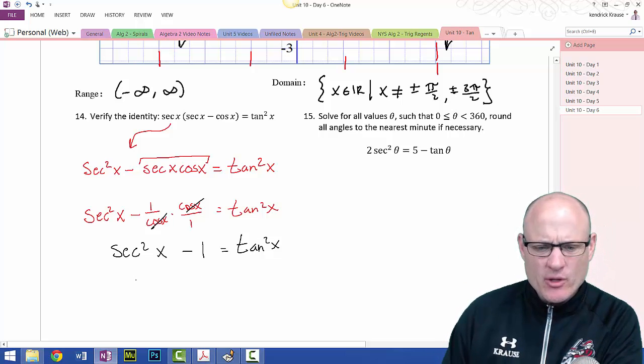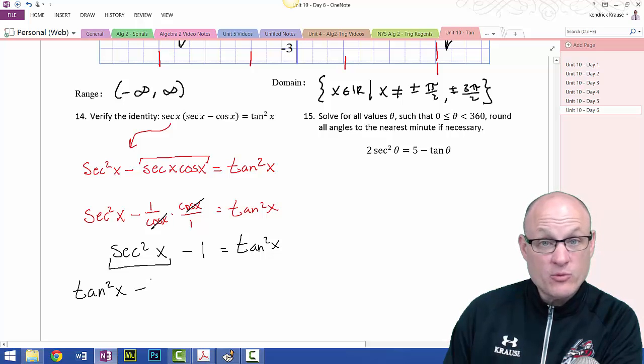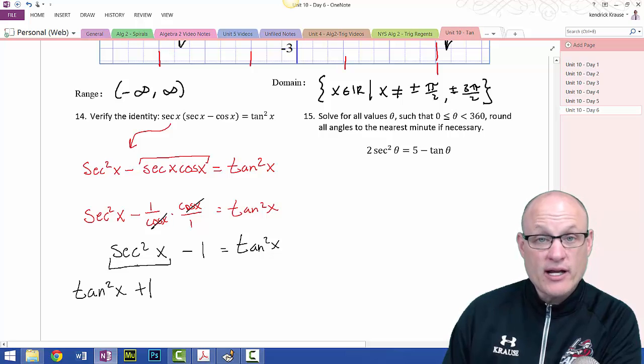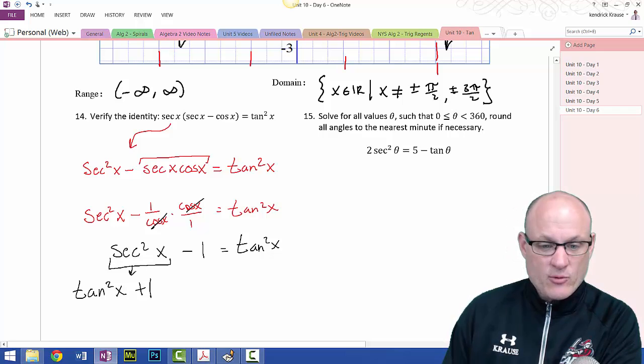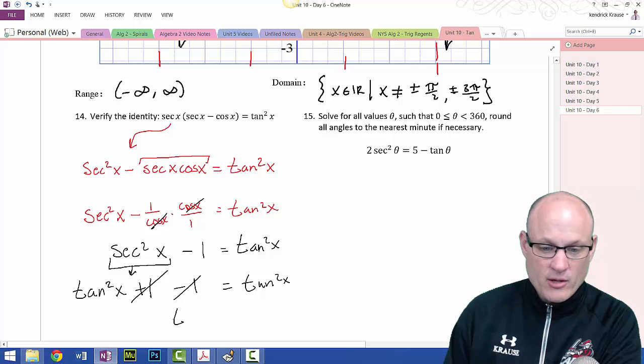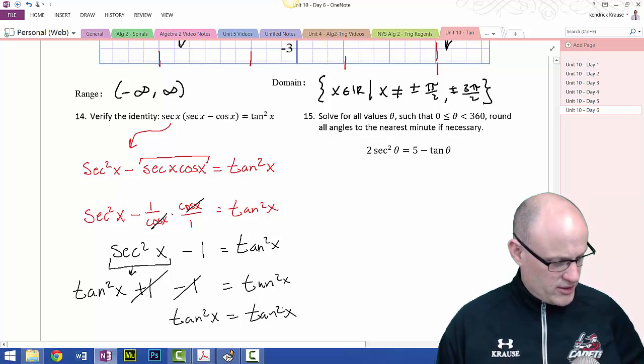What is secant squared x? Isn't secant squared x really just tan squared x minus 1 or plus 1? Isn't secant squared x tan squared x plus 1? That's one you have to memorize. So I'm replacing that with that. Minus 1 equals tan squared x. Well, what happens to the ones? They cancel, and I end up with tan squared x equals tan squared x.